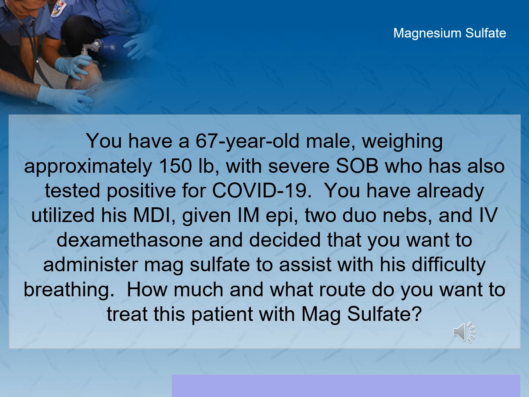So the protocol for mag for respiratory status asthmaticus, our difficulty breathing, is 2 grams IV/IO over 10 minutes. And the dose on hand is 1 gram in 2 mLs. So you're going to take 2 different vials, that way you can have 2 grams in 4 mLs. You're going to then inject that into a bag of 50 to 100 mLs of saline or D5W, and then infuse it over 10 minutes on an IV pump.